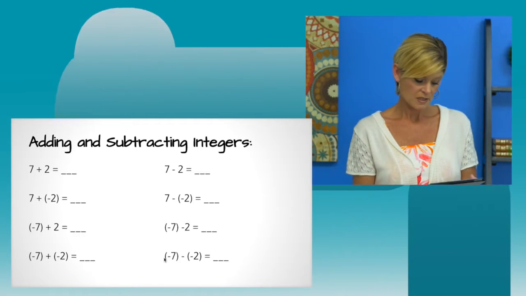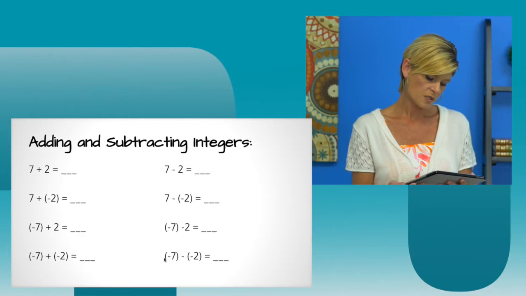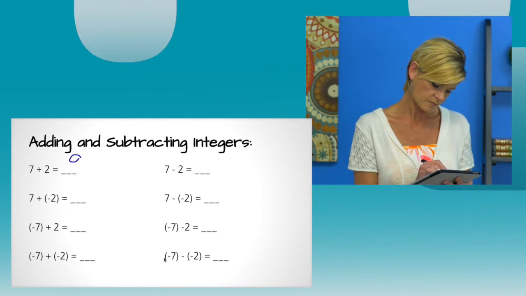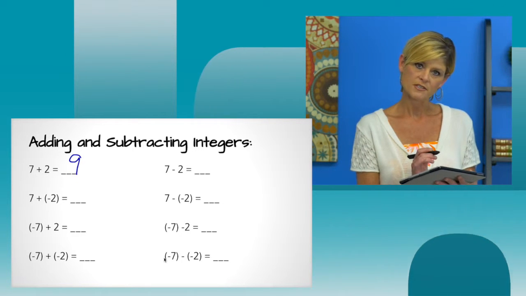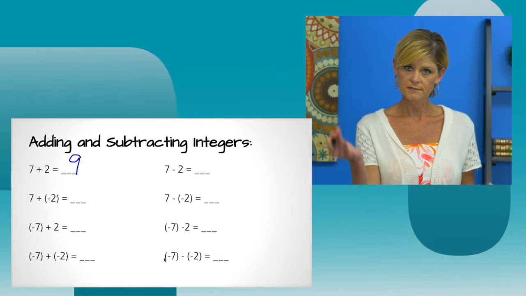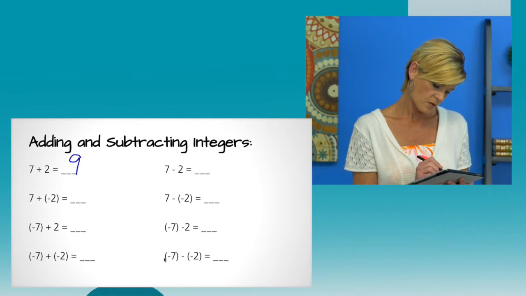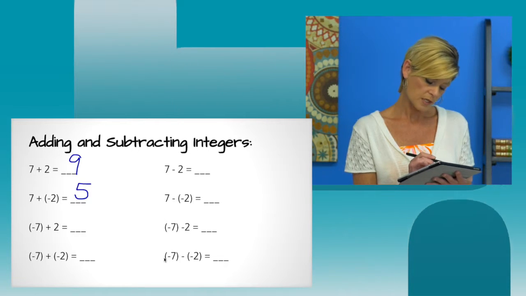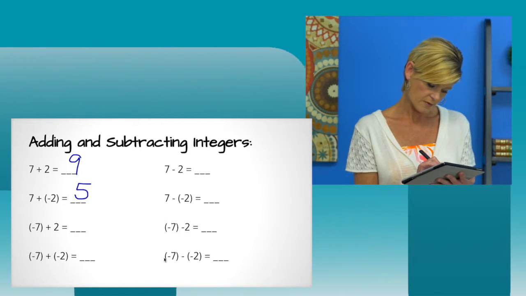Okay, how'd you do? Let's take a look at our problems here. The first one we have is very easy. 7 plus 2, obviously, 9. What did you get for 7 plus negative 2? Think of a number line if you need to. Start on 7 and move back 2. So that gives us 5. Negative 7 plus 2 will give us a negative 5.